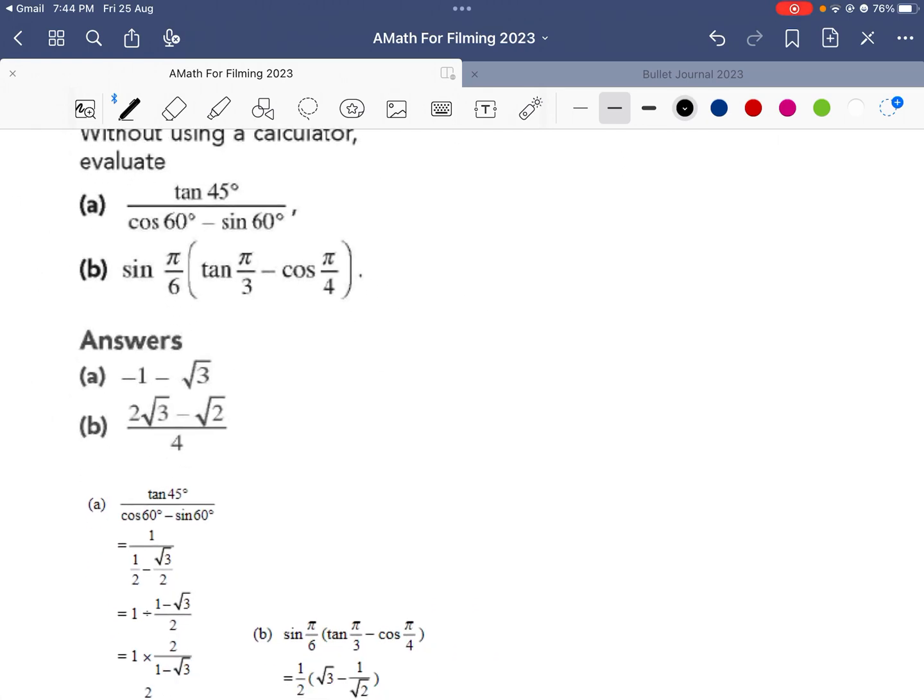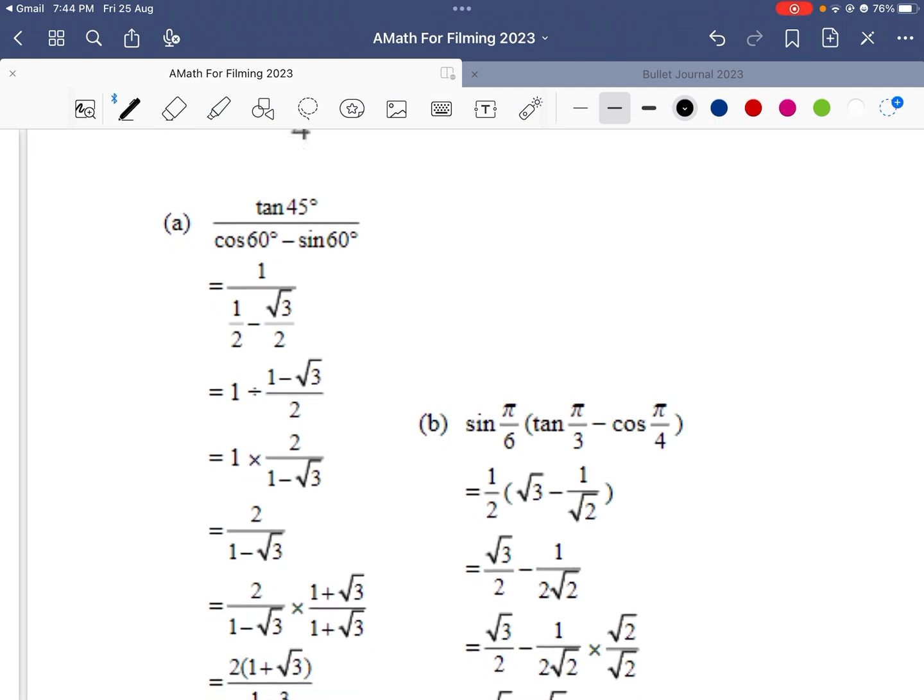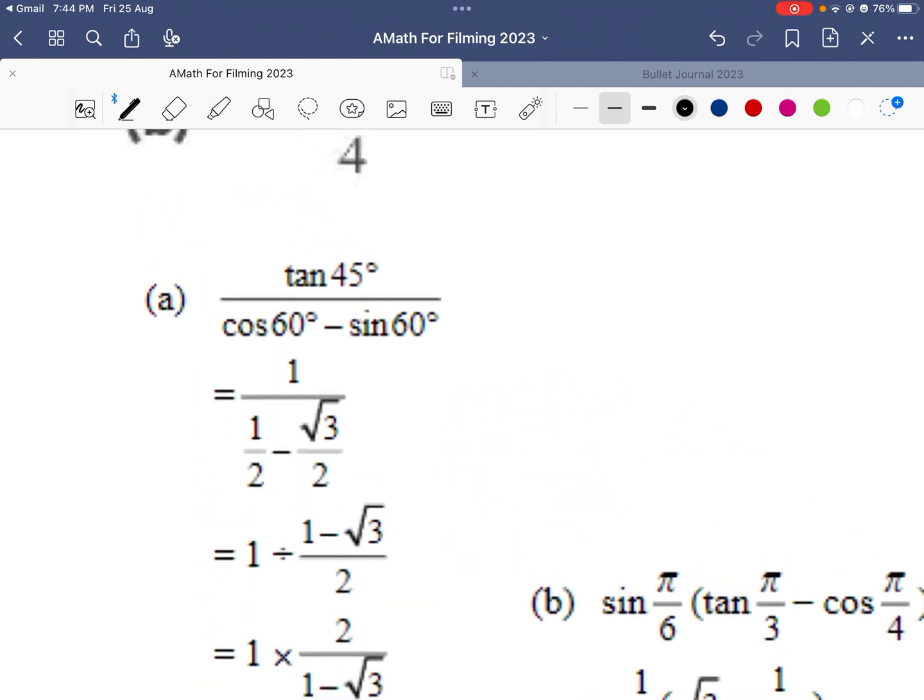Okay, so tangent 45 degrees. Once again, tangent 45 is simple enough. Tangent 45 will give you 1. Cosine 60 degrees is half, and sine 60 degrees is root 3 over 2. Again, you need to memorize and know these special trigonometric ratios. You just have to either memorize them or your teachers teach you how to use your fingers to find these.